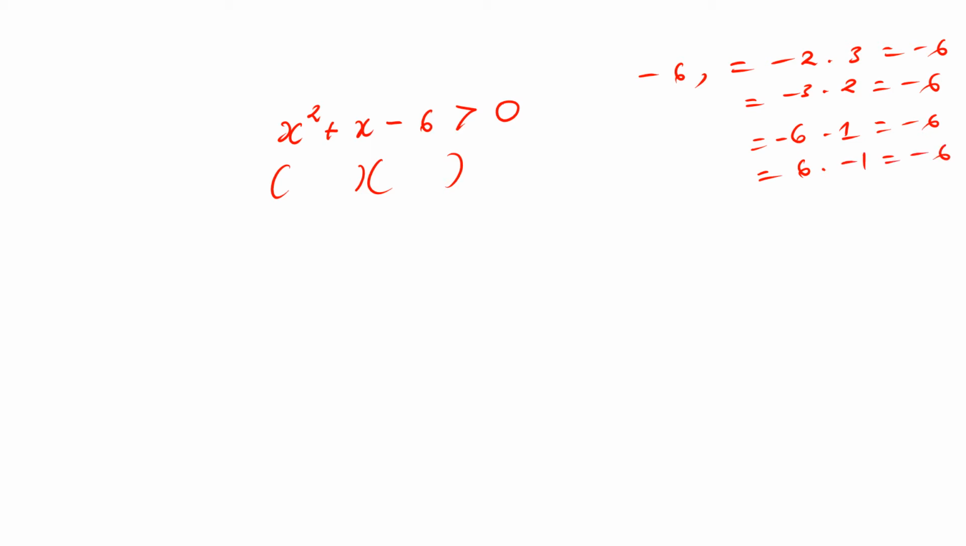When you multiply them, they must give you negative 6, but when you add them, they must give you positive 1. So we look at this factor pair. Negative 2 times 3 gives negative 6, and negative 2 plus 3 gives 1, which is the coefficient of x. So we're going to factorize.